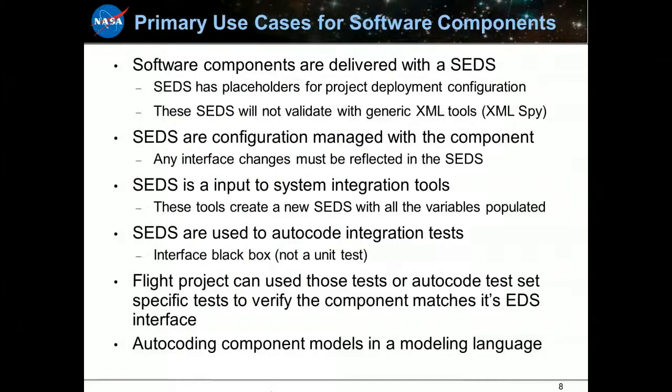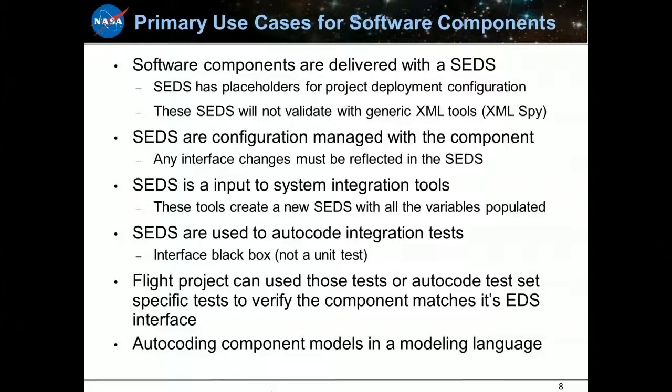We have a version of tools that populate things like the application ID, which is known at system time, but not by the actual software component. It can't know what its message IDs are going to be until you actually instantiate it within a system. So we have tools to do that as part of the CFE release. We can use it, again, just like devices, to autocode integration tests, and I have some further examples of that.